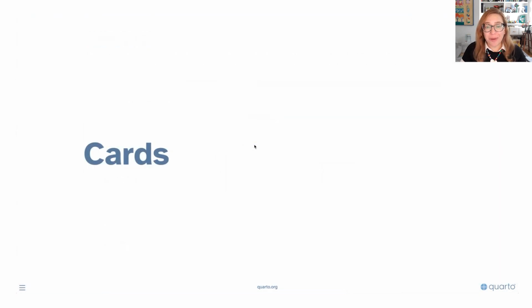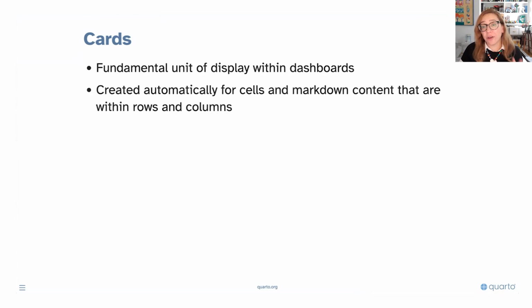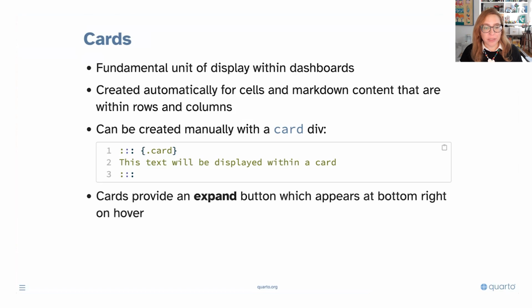And finally, let's talk about cards, sort of the primary building blocks of a dashboard. These are, as I said, the fundamental unit of display, and they are created automatically for cells, computational cells, and also markdown content that are within rows and columns. So you don't have to say, I want a card here. You get the cards for free, and then you can further control their behavior. But if you would like to manually create a card, you can also do that with a fenced div as well. So that's 3 colons and then the card class applied to that.